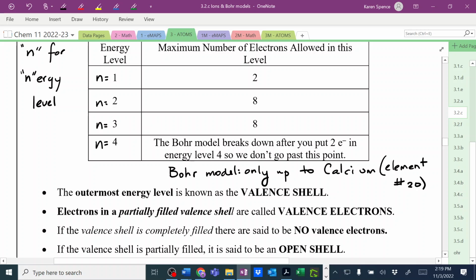Do you remember the name of the outermost shell, the one on the outside? That is the valence shell. And so we call the electrons in the valence shell, what do we call them? Valence electrons. Imagine that.